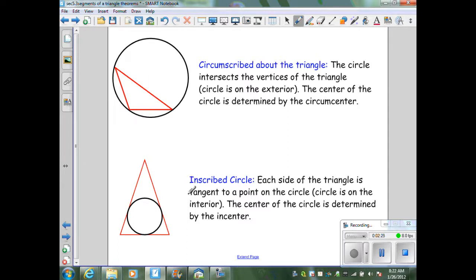Inscribed circle. Each side of the triangle is tangent to a point on the circle. In other words, the circle is on the interior. The center of the circle is determined by the incenter. Recall, the incenter is the point of concurrency for the angle bisectors. Also, tangent means a segment that intersects a point on a curve. So each segment of the triangle, in reality, only intersects a point on the circle.